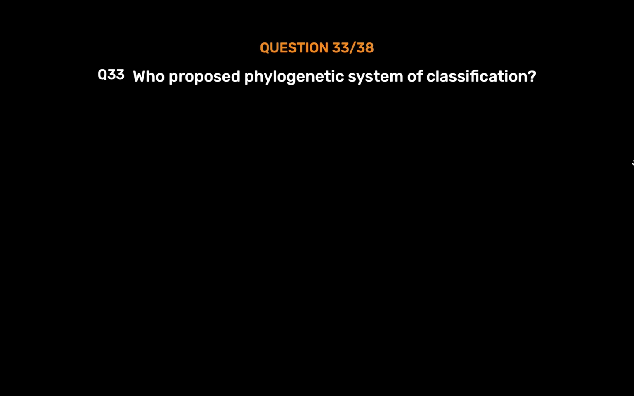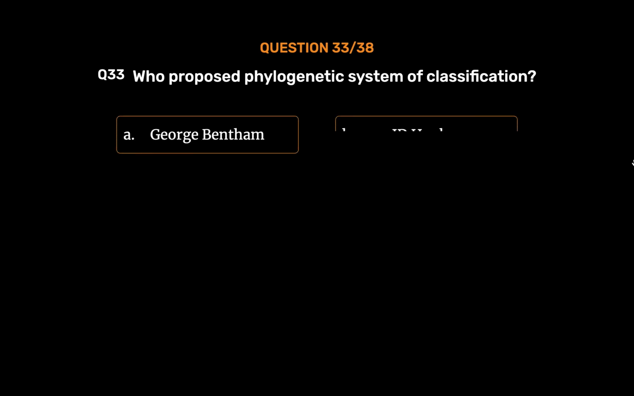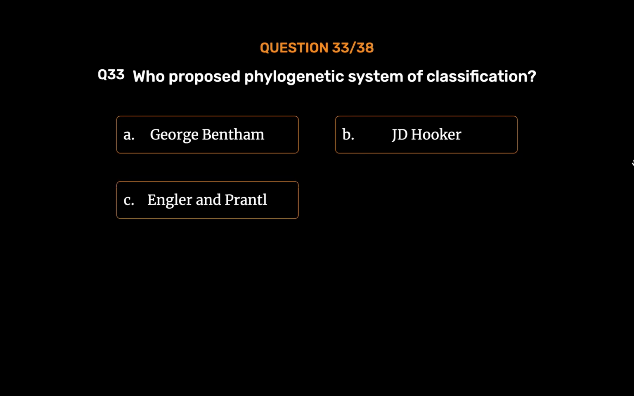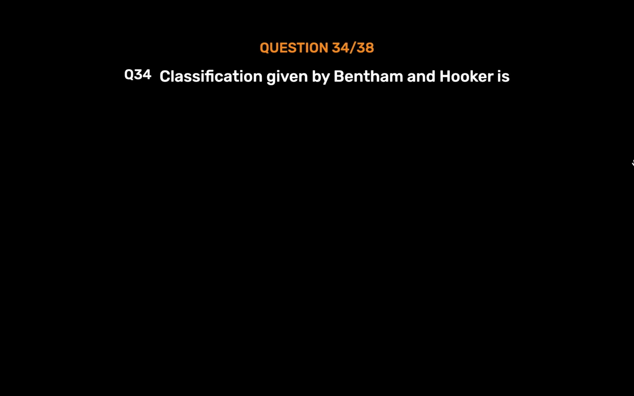Question number 33. Who proposed phylogenetic system of classification? Option A. George Bentham. Option B. J.D. Hooker. Option C. Engler and Prantl. Option D. Carolus Linnaeus. The correct answer is Option C. Engler and Prantl.